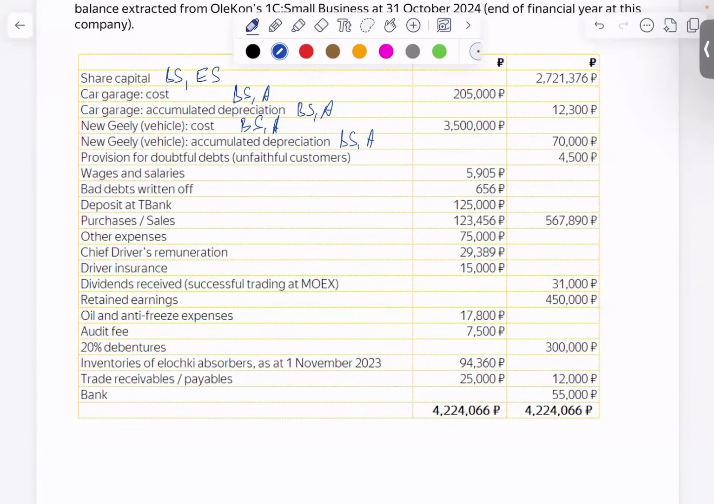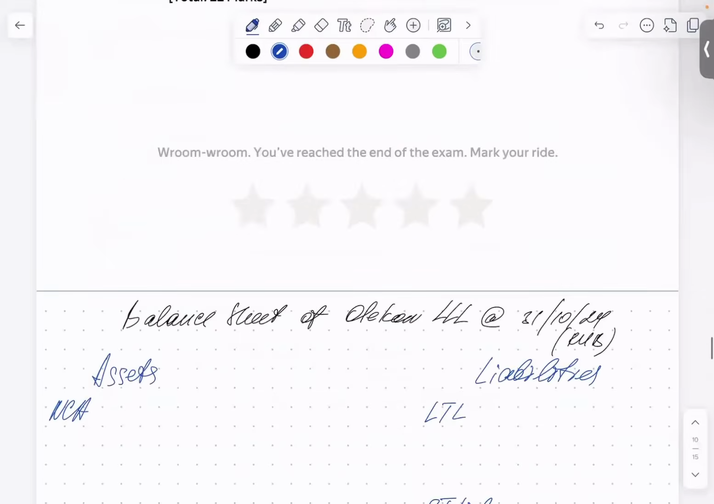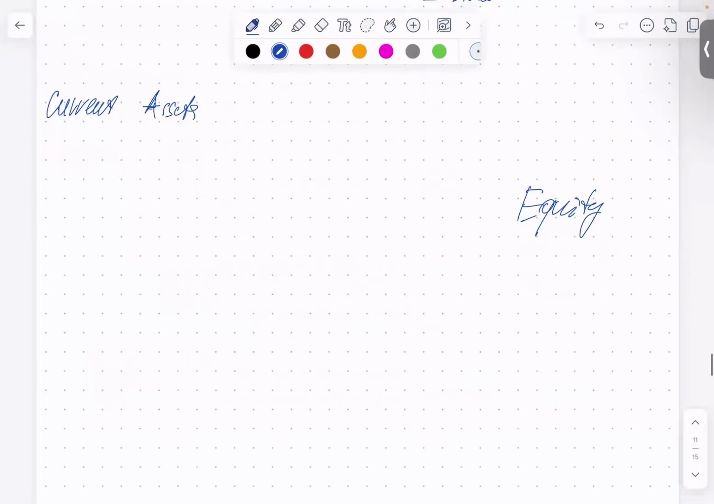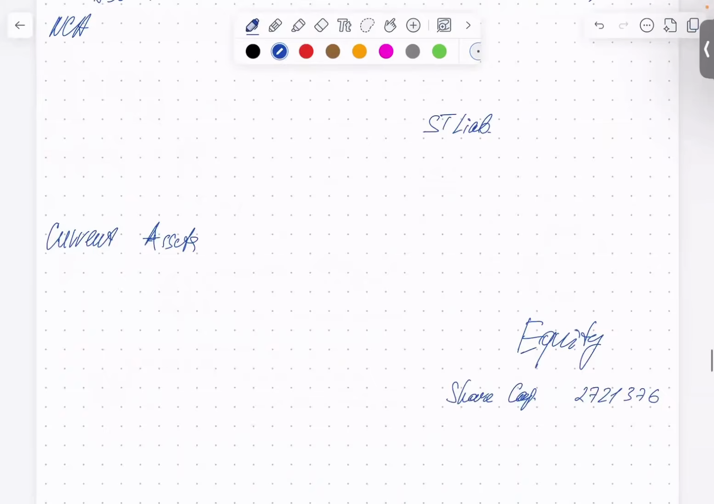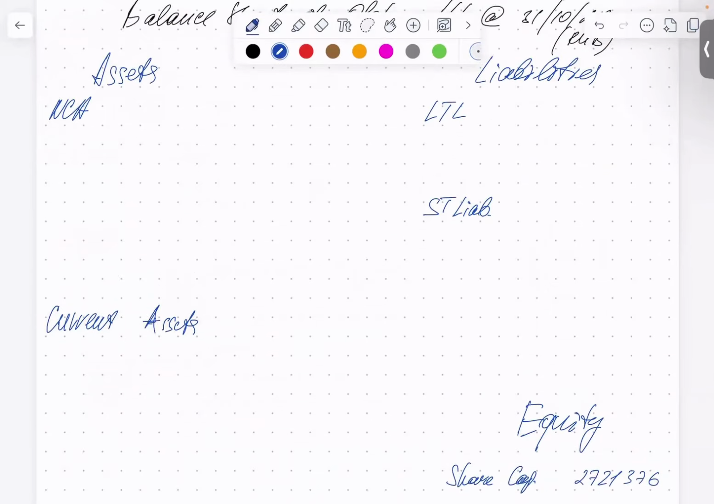Oh, it's awful. But you've paid to suffer, as I like to say. So share capital goes here. 2,721,376. In non-current assets, we're going to have car, garage, and Geely, motor vehicle.